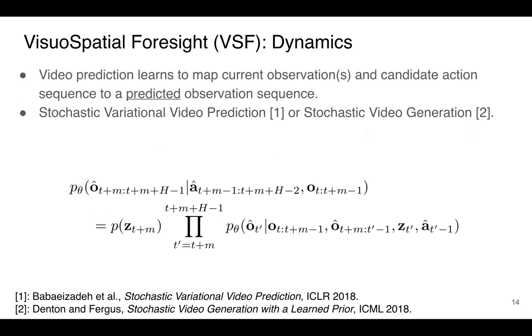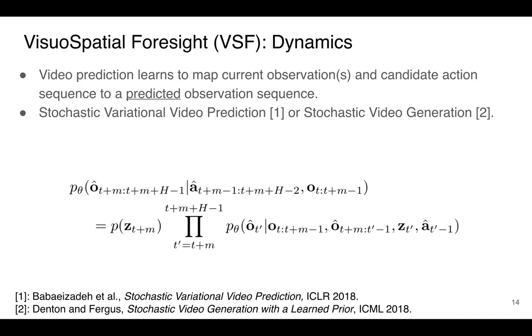All right, so the first major step of VSF is the dynamics model. This is also referred to as the video prediction model. So basically, it learns to map, given some current observation and a candidate action sequence to take, what are the resulting observations.